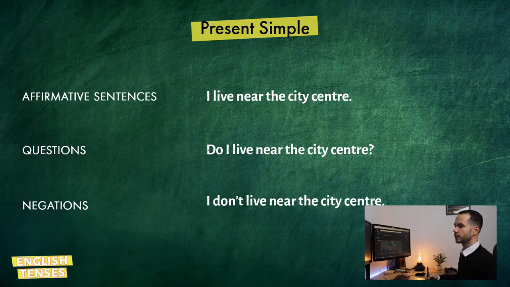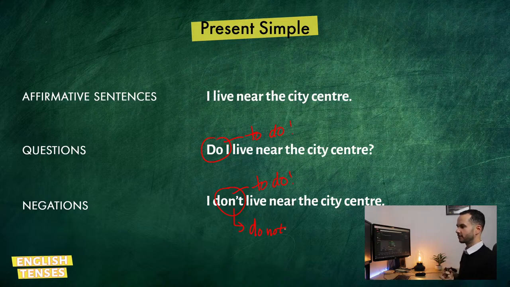Now, something you should notice is that we use the auxiliary verb to do here. So to create questions and negations in present simple, we need to have the auxiliary verb to do. For questions, we get, do I live near the city center? And for negations, we get, I do not live near the city center. Or if you're using the contracted form, it's don't. Right, so for questions in present simple, we need to have to do, and the verb stays the same.